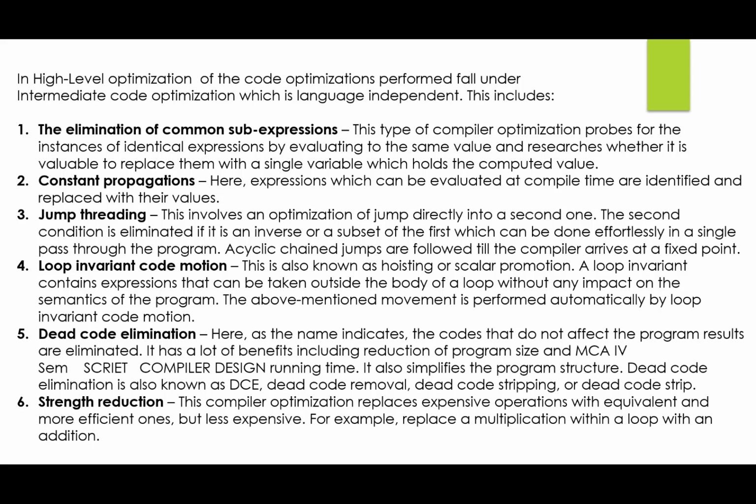Number 4, loop invariant code motion. This is also known as hoisting or scalar promotion. A loop invariant contains an expression that can be taken outside the body of a loop without any impact on the semantics of the program. The above-mentioned movement is performed automatically by loop invariant code motion.